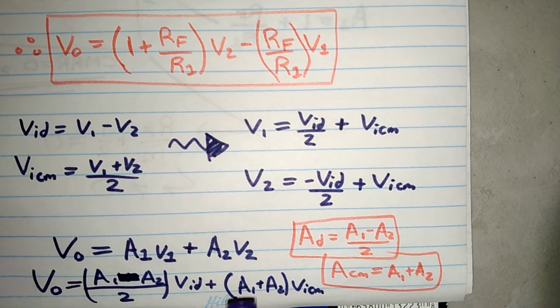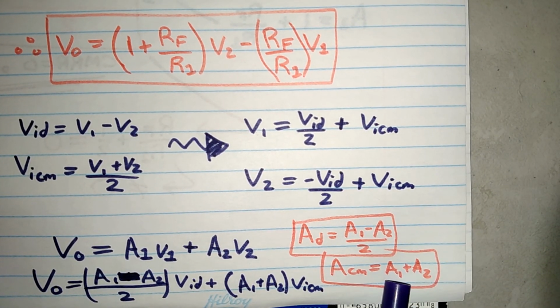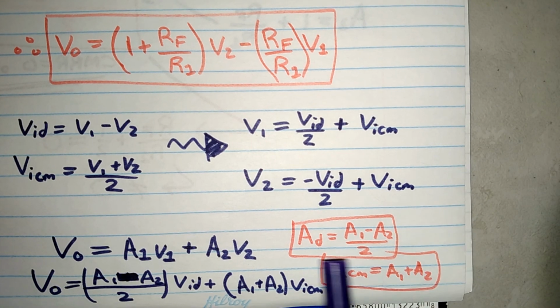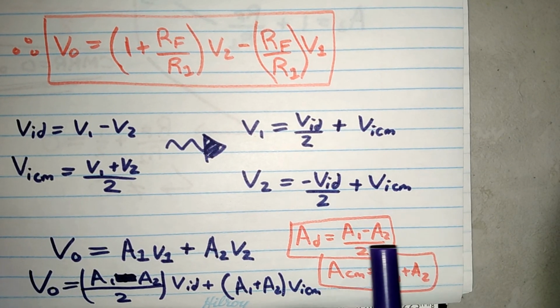So by this equation we can see clearly here, the common mode gain would be the gain of the first input plus the gain of the second input, and then the differential gain would be the first gain minus the second gain divided by 2.